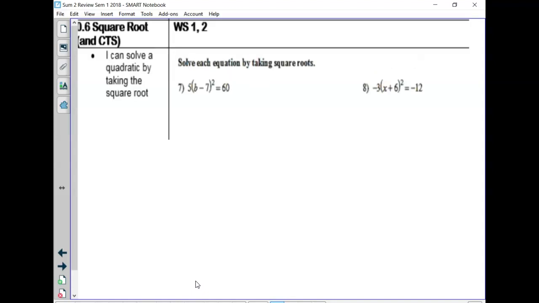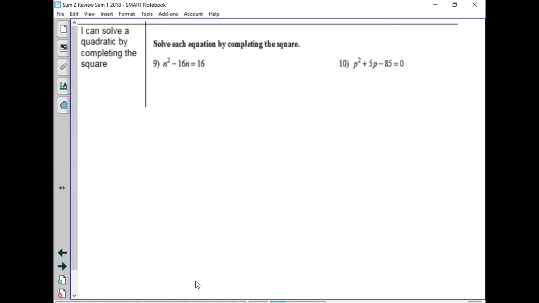On the review thingy here. Okay, number 10 says solve by completing the square. That's an excellent question, because what makes this one tricky? Does anybody know why Haley White picked this one?